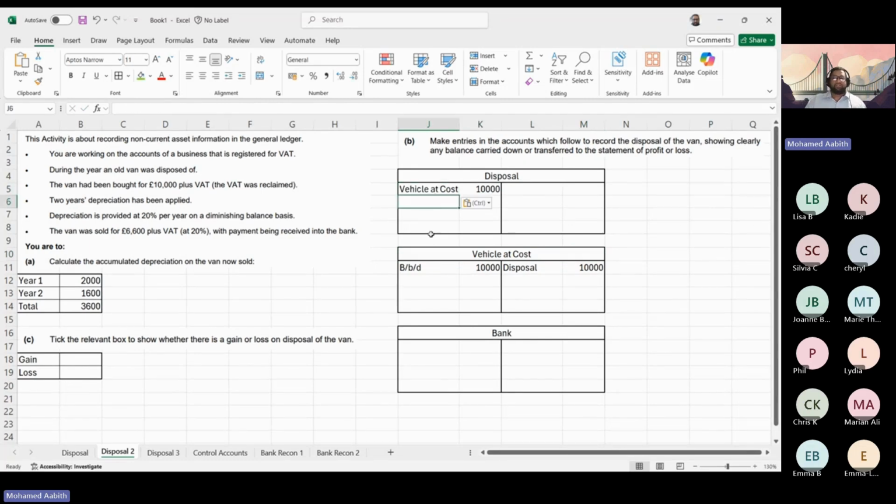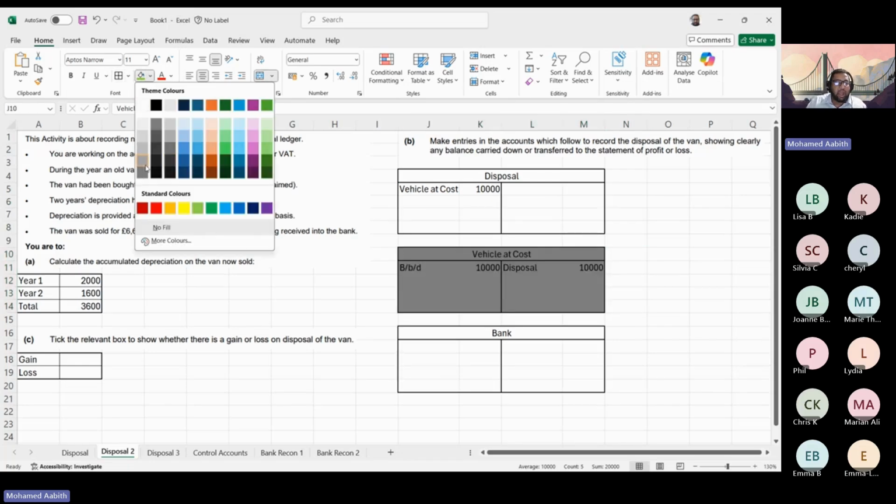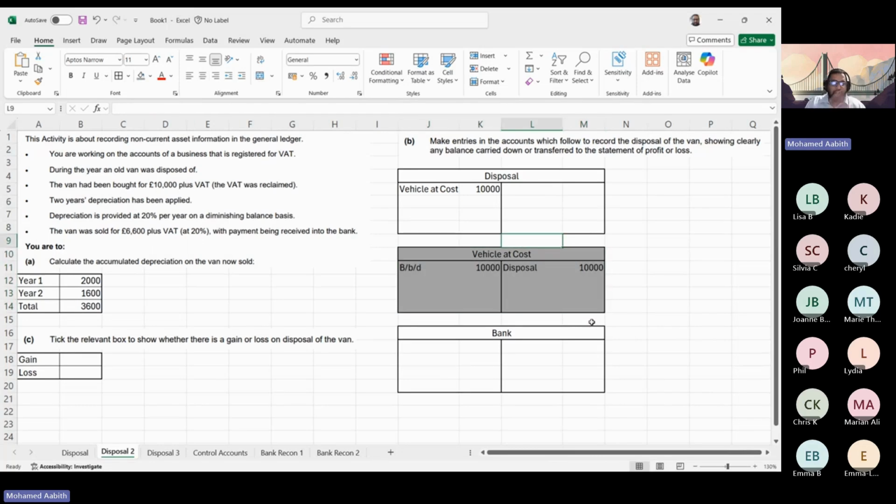Yeah, vehicle at cost. So we have basically got rid of this value here. This means this account is now completely balanced. I don't need to worry about this. Nothing to carry over as well. There will be a zero balance for this vehicle unless they have more assets on record. But what we also know, the accumulated depreciation account has 3,600, which we also have to remove.